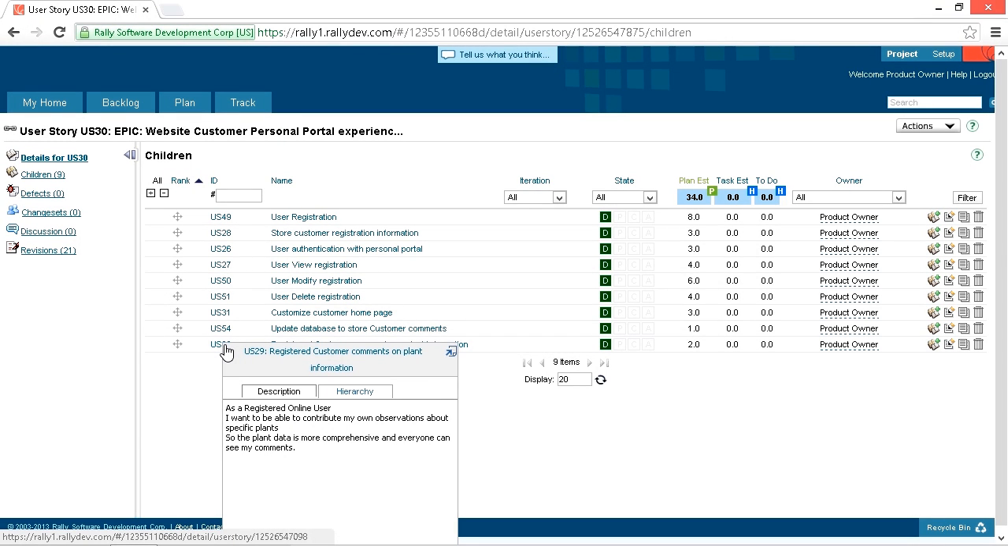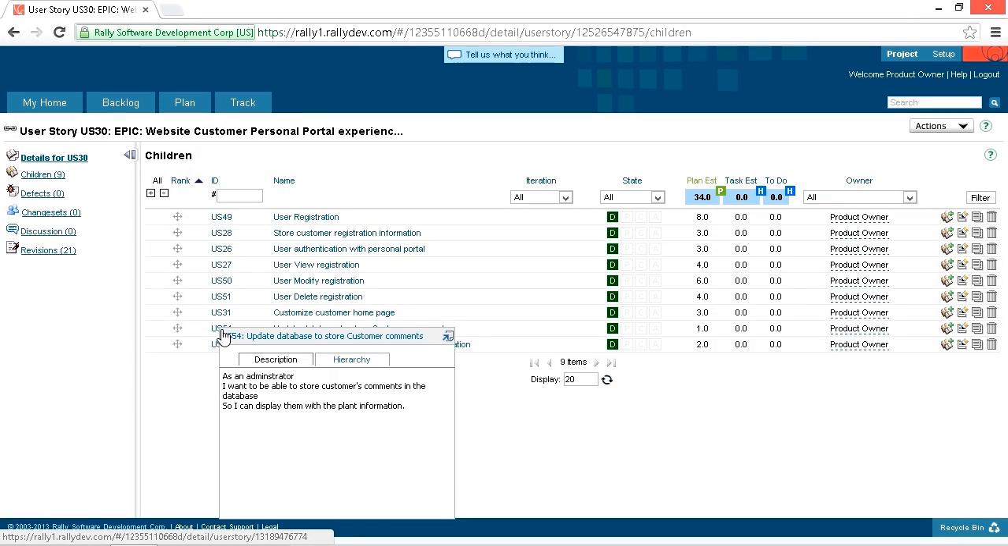But look right above it. It says update database to store customer comments. Well, if we look at that user story, as an administrator, I want to be able to store customer comments in the database so I can display them with the plant information. Well, for the customer to be able to contribute their comments, this is definitely going to have to be there. We're going to need the database schema updated so we can store the comments. So there's a dependency there.